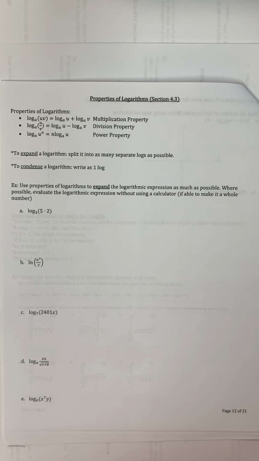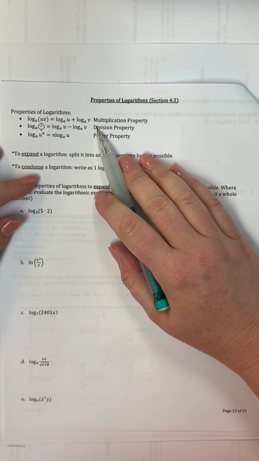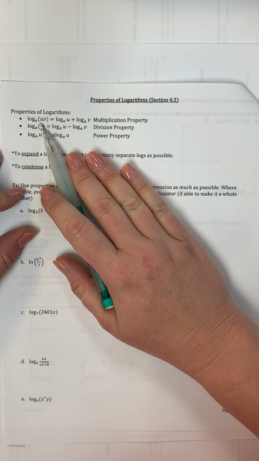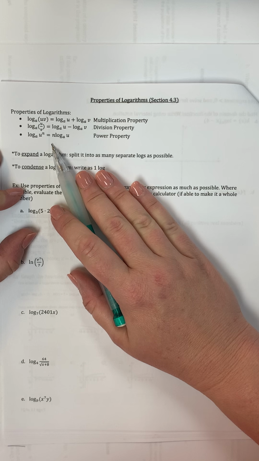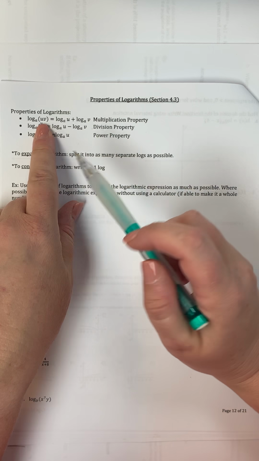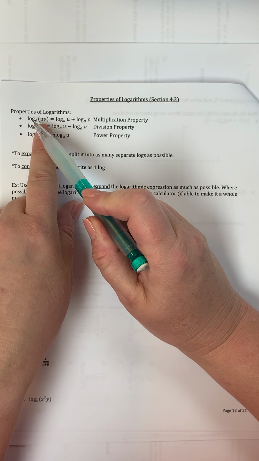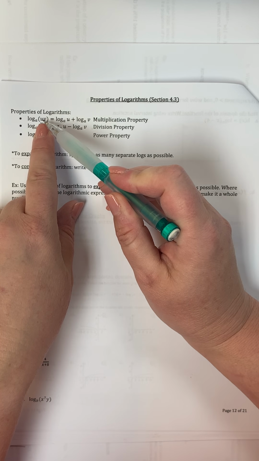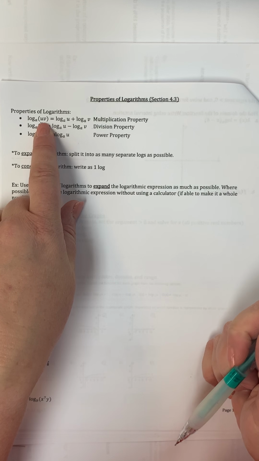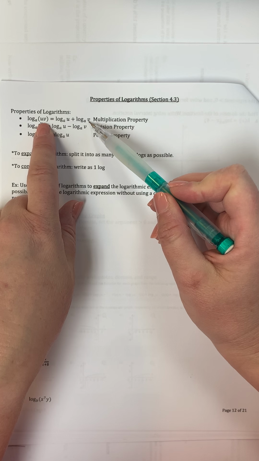This entire section is really just about these three properties that you see listed up here at the top. So we have a multiplication property, a division property, and a power property. Okay, so here's what they say. They say that if you have a single logarithm, or log, and you have two items in your argument that are multiplied together, you can split it up into addition.